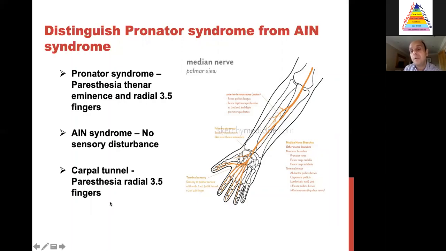And for carpal tunnel, as you see clinically very commonly, there's a sensory deficit in radial 3.5 fingers, but the sensation in the palmar cutaneous branch is intact. So this is how you differentiate between the three. So I think in terms of median nerve, this is what you're expected to know in the exam: the course, the branches, the motor supply, your pronator syndrome, AIN syndrome, carpal tunnel syndrome, which we discussed the last time.